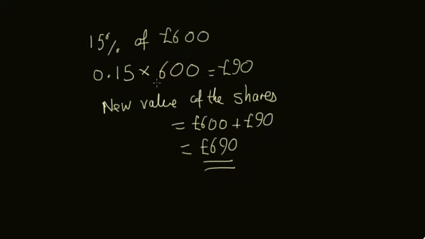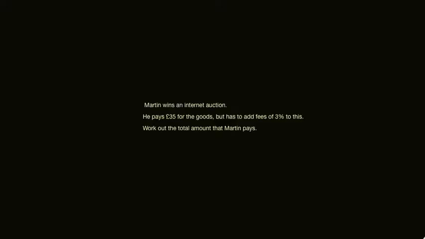Now there is a quicker way of doing this kind of question, and that is by multiplying the value by a multiplying factor. So let's look at this question. Martin wins an internet auction. He pays £35 for his goods, but he has to add fees of 3% to this. Work out the total amount that Martin pays. So let's think about this one.